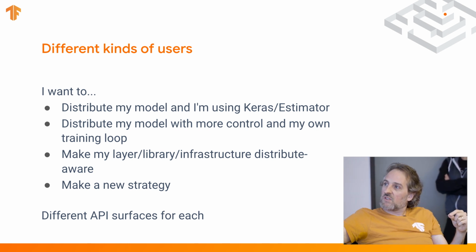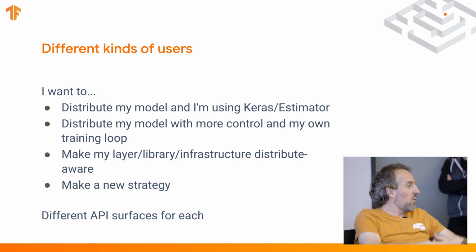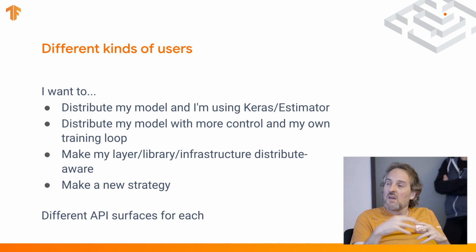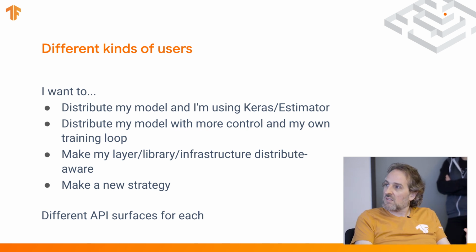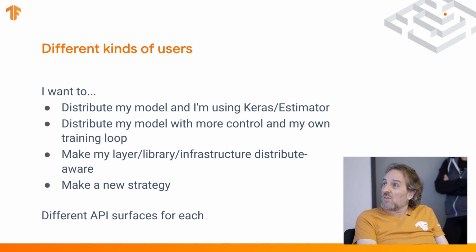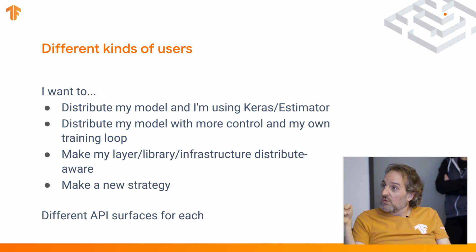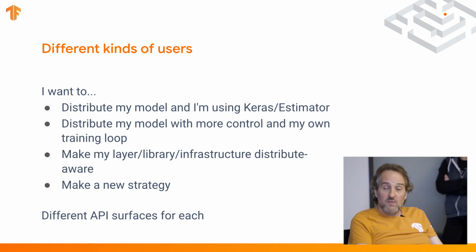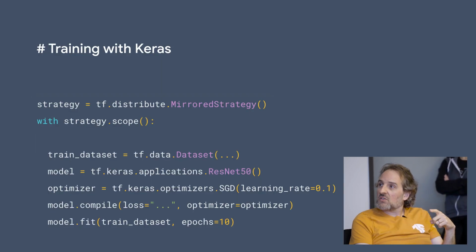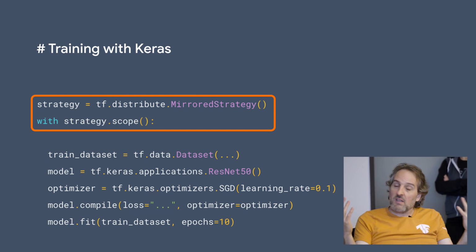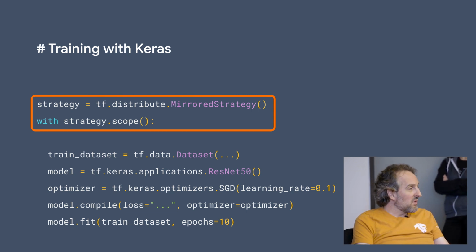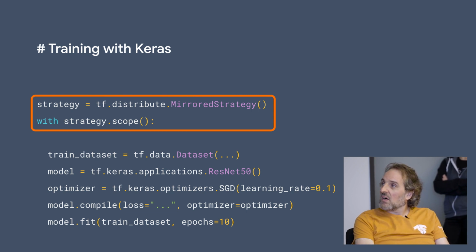So there are different API surfaces for each of these use cases. If you're making a new strategy, you have the whole of the library, but there are much smaller slices in these other cases. In the simplest case of Keras and Estimator, you basically just need to know the constructor of these strategies and this scope thing. If you just add these two lines to your Keras training loop using compile and fit, then, modulo bugs and feature requests and things like making everything work, the intent is that it just works. You get mirrored for free and a big performance benefit.